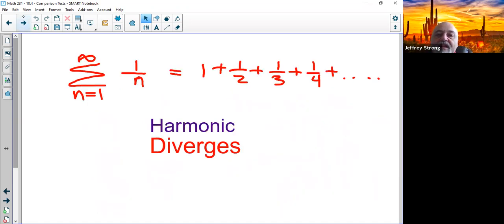Okay, so for example, here we know the harmonic series diverges. So the harmonic series, you start with n equal to 1. So 1 over 1 is 1. Then 1 over 2, 1 over 3, 1 over 4, 1 over 5, etc. So we know the harmonic series diverges.